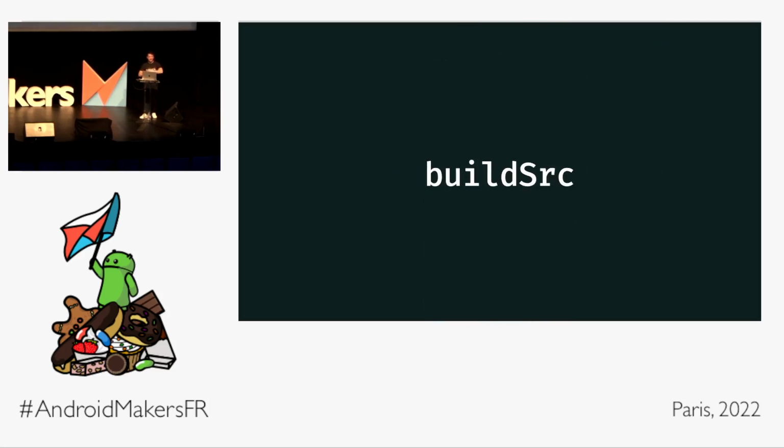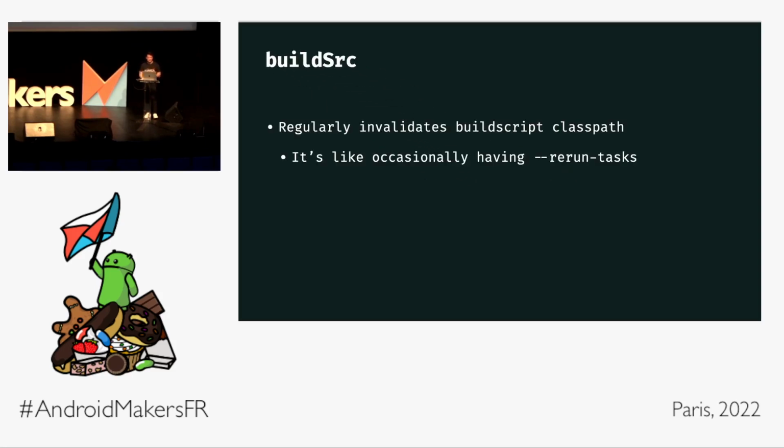All right. I'm guessing most people are using it for either a convention plugin internally or for hosting dependencies. And it has a huge, huge negative impact. It regularly invalidates your build class path. Anytime you make a change, it recompiles, and then your build class path says, well, our environment has changed. I guess we'll just rerun everything. It's literally like running rerun tasks randomly whenever you're least expecting it.